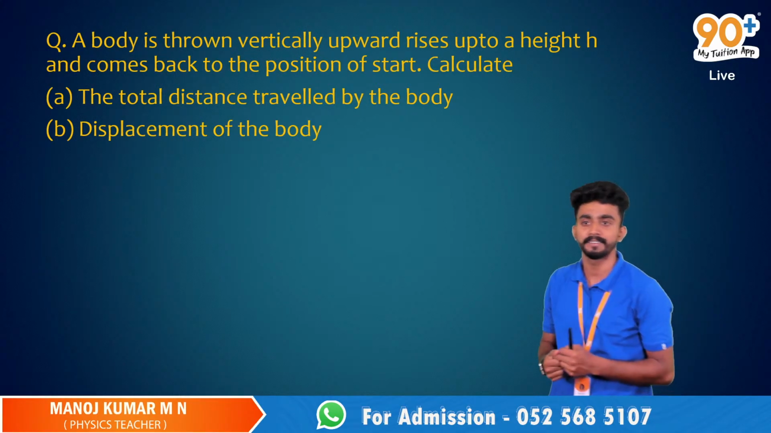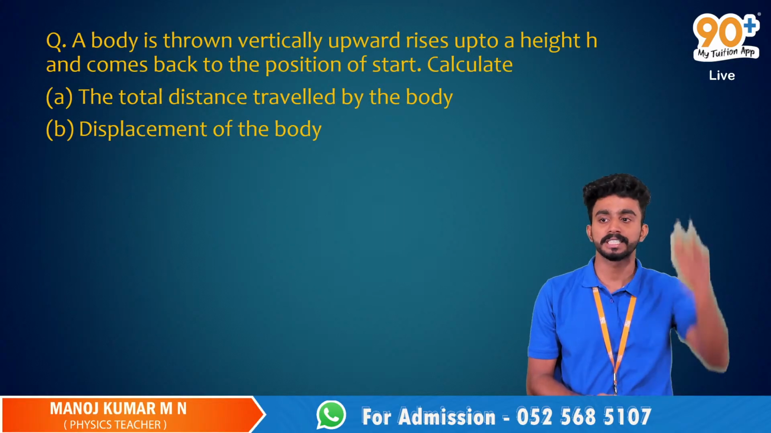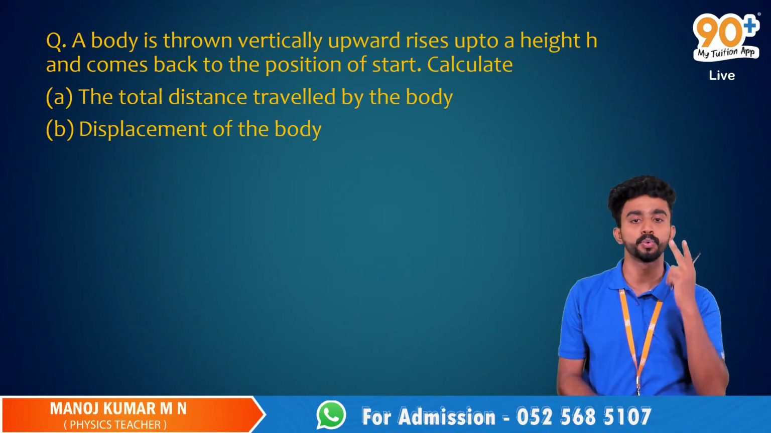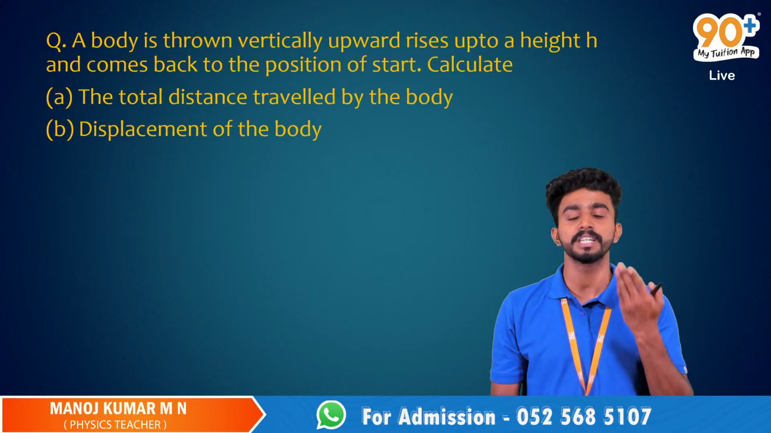Gravitation is there, right? The force of gravity will be there. So obviously we have to measure h plus h. h is the height and h plus h will be 2h. That will be the total distance, and the displacement will be 0 since the initial position and the final position will be the same.